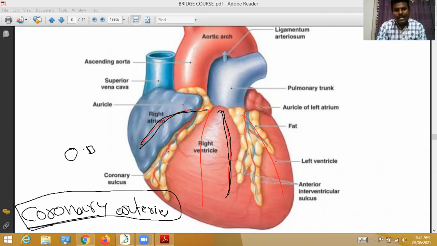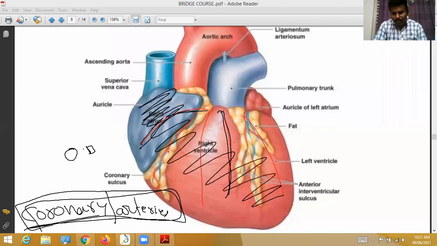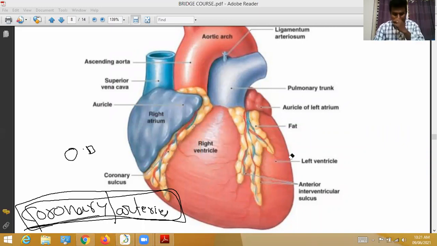So this coronary artery we should not split as coronary and arteries. It is coronary artery. It is a large blood vessel. It is a kind of blood vessel which carries oxygenated blood to the heart valves. So these are all heart valves. To the heart valves also blood is required. That blood is supplied by the coronary arteries to the heart valves.